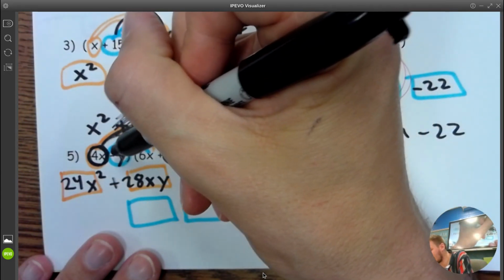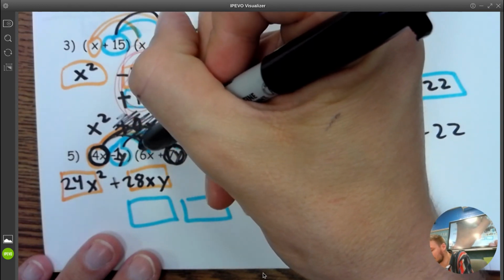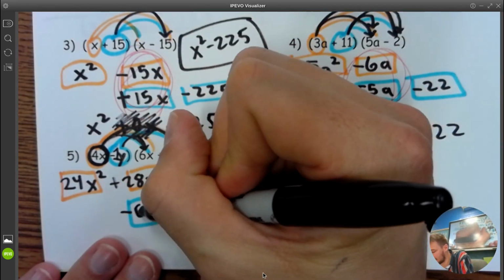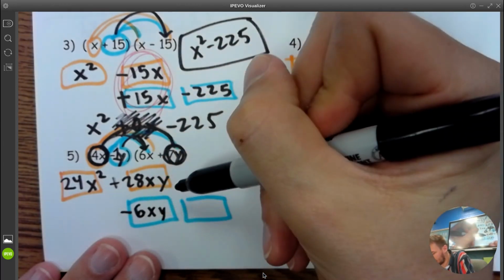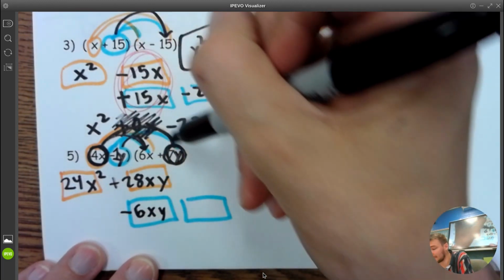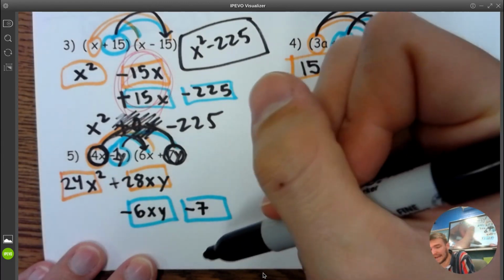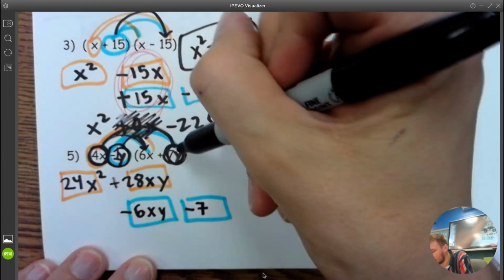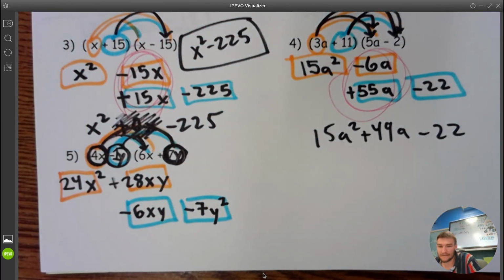We have negative 1y times 6x. That's going to make negative 6, 1x, 1y. And we're going to finish up with negative 1 times 7, negative 7. And how many y's are on that 7? 1, 2. He's right. We have 2 y's.